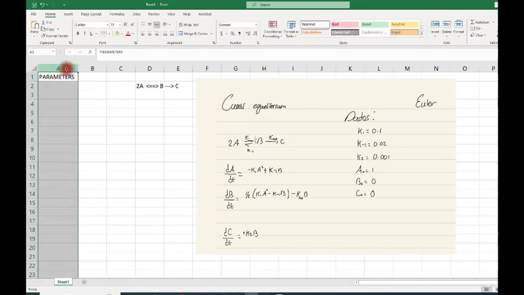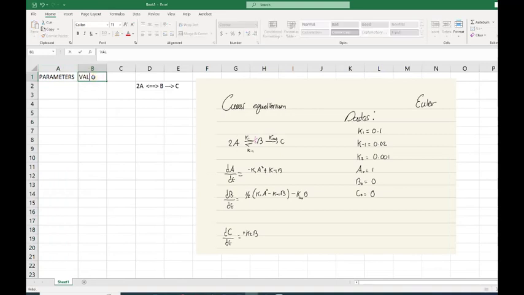And then values, and then units, and basically let's start with K1. K1 is 0.1. I'm not showing the units here, but this constant will have units. The main point is that they will be in seconds. They will have seconds as the basis for the time.